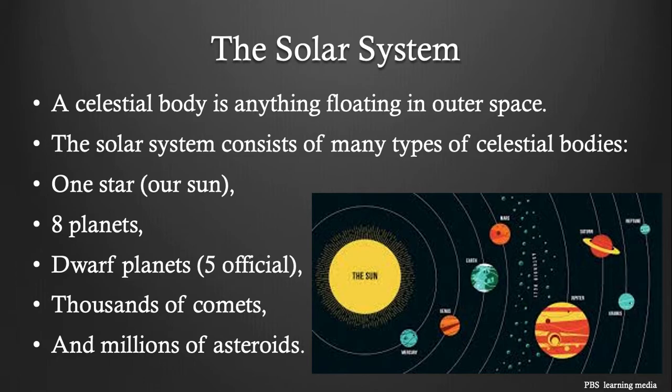So the solar system is full of celestial bodies. A celestial body is anything floating in outer space. The solar system consists of many types of celestial bodies. Our sun is one of them. Then there's 8 planets. There's dwarf planets, thousands of comets, and millions of asteroids, all just in our solar system.